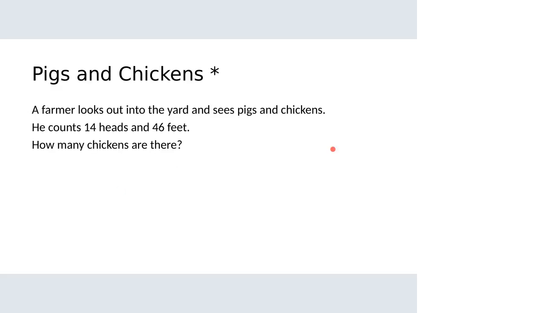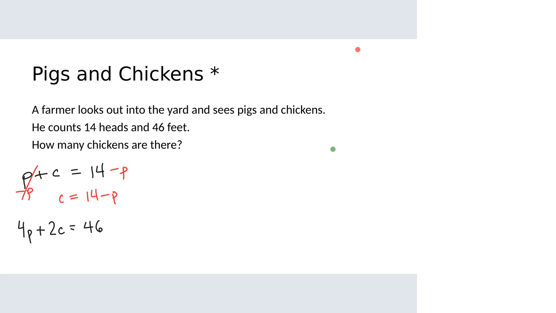Okay, so farmer looks out in the yard, sees pigs and chickens, 14 heads and 46 feet. So if we're doing this with algebra, our approach is just going to be the same as it was before. Pigs plus chickens makes 14 heads, and then 4 pigs plus 2 chickens makes 46 feet. Last time we did P equals, so this time we'll subtract P from both sides. These cancel, and we'll have C equals 14 minus P.